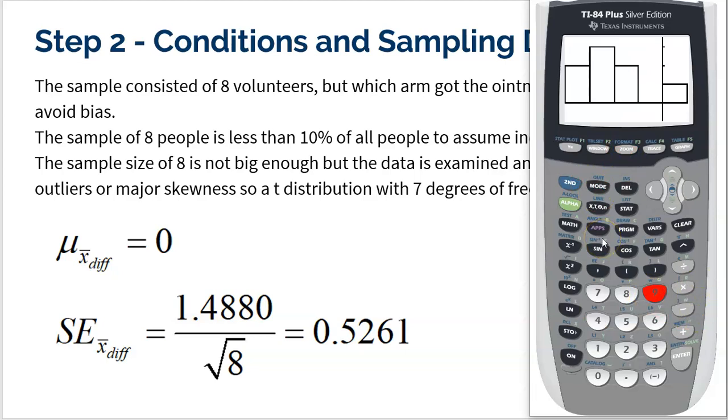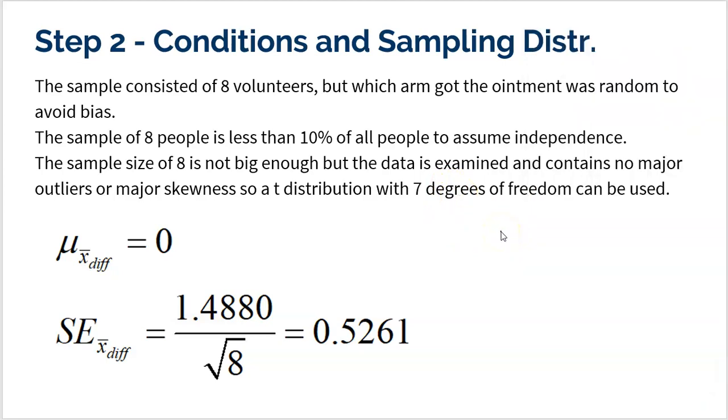You could argue and say that looks like something, but again, it's only 8 values, so it really doesn't look like much. If you don't see any major outliers, any major skewness, you're good to go. So we are going to use a t-distribution with 7 degrees of freedom.